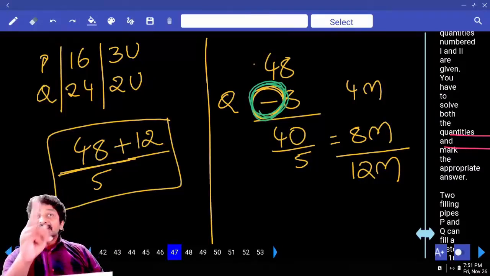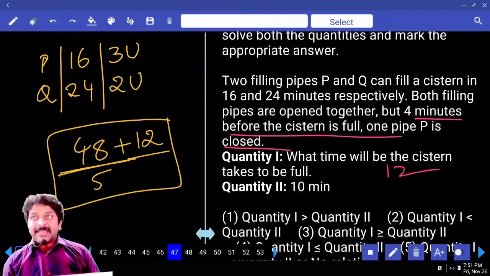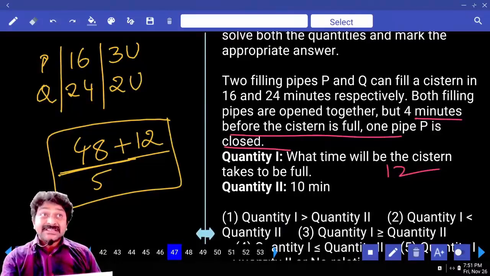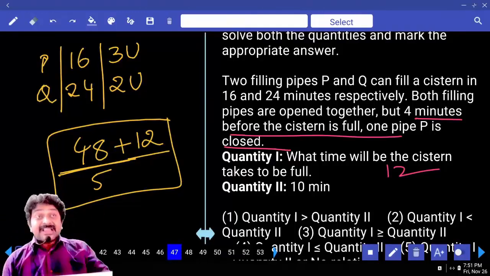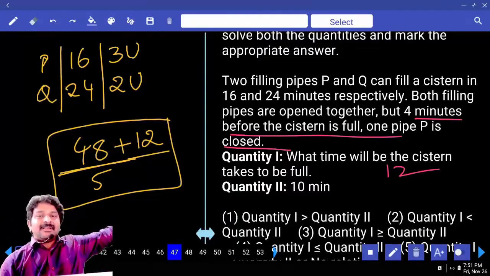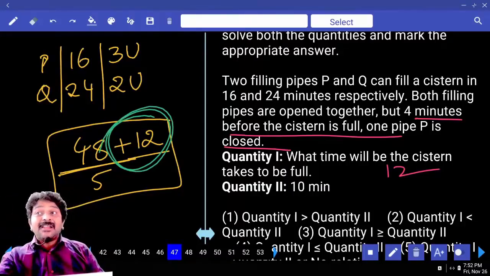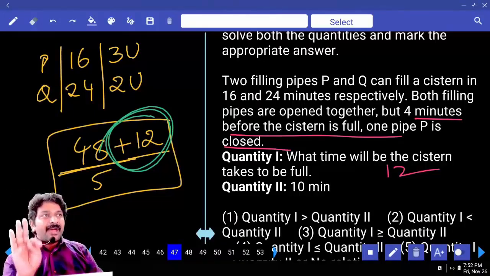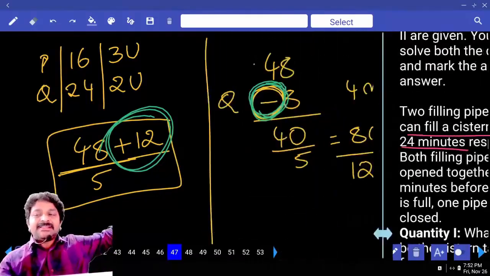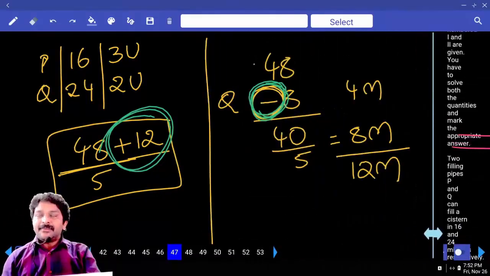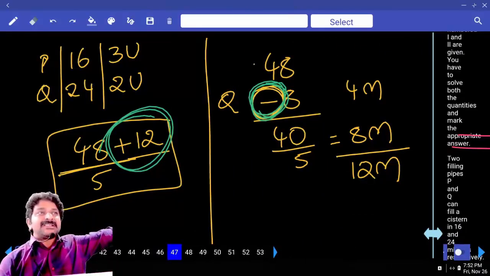Okay? And the second point, if you know information regarding a person or a pipe that missed or skipped X number of minutes or X number of hours, in such a case, we will add. Why are we adding 12 here? Because you know that P is not there for the last 4 minutes. If you have information regarding a person who worked for n number of minutes, subtract the respective units. If you know information regarding a man or a pipe that missed n number of minutes, add the respective number of units.